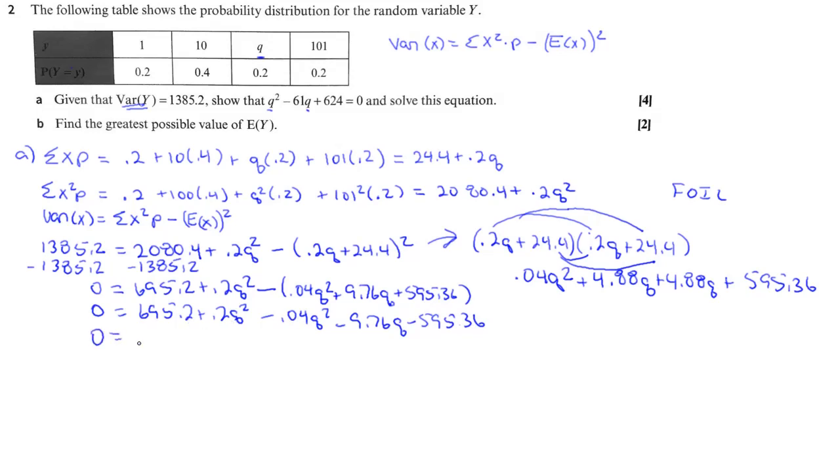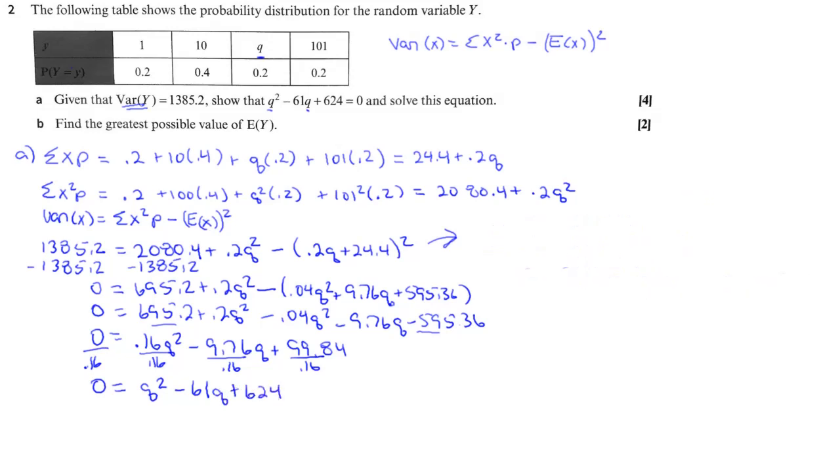I'm going to put my q's together, and I'm going to get 0.16q squared. Put these, the 9.76q, and then subtract these numbers here. I'm going to get 99.84. And then I'm going to divide everything by 0.16, because they all divide by 0.16, and I'm going to end up with q squared minus 61q plus 624, which is what they wanted me to end up with. And they want me to solve it.